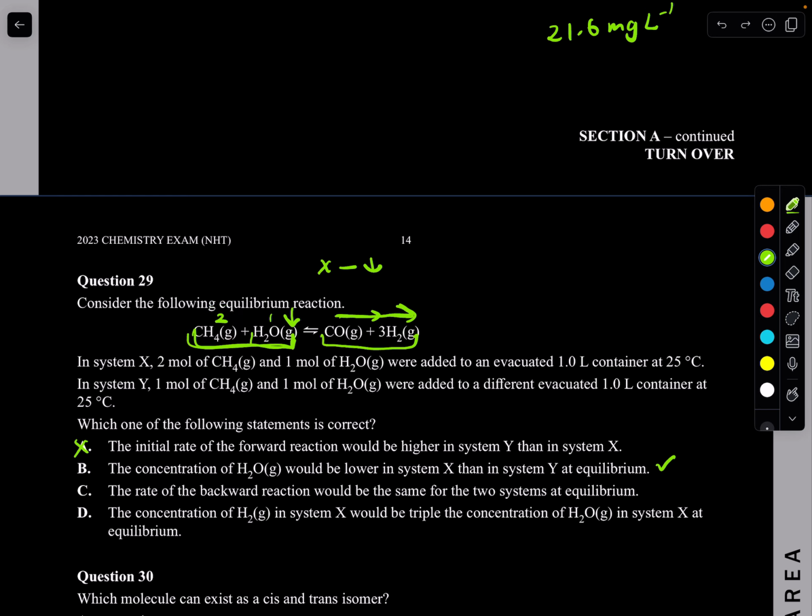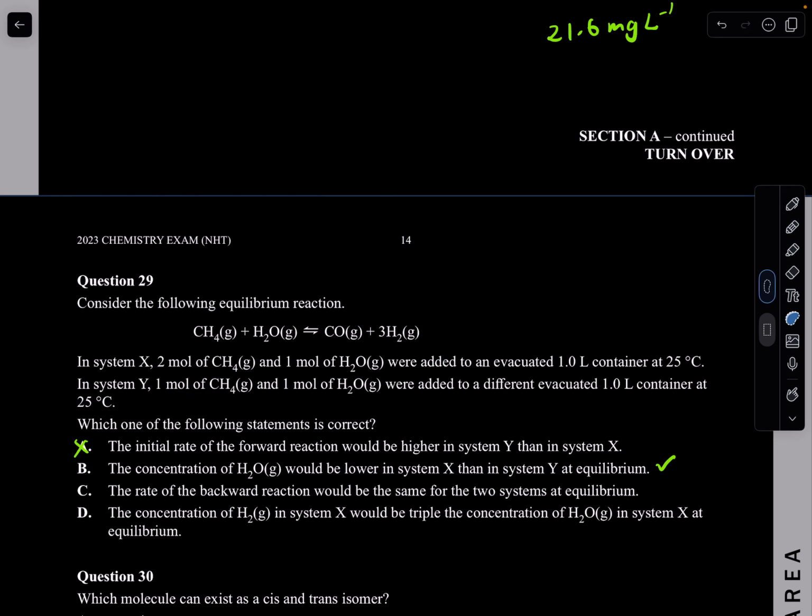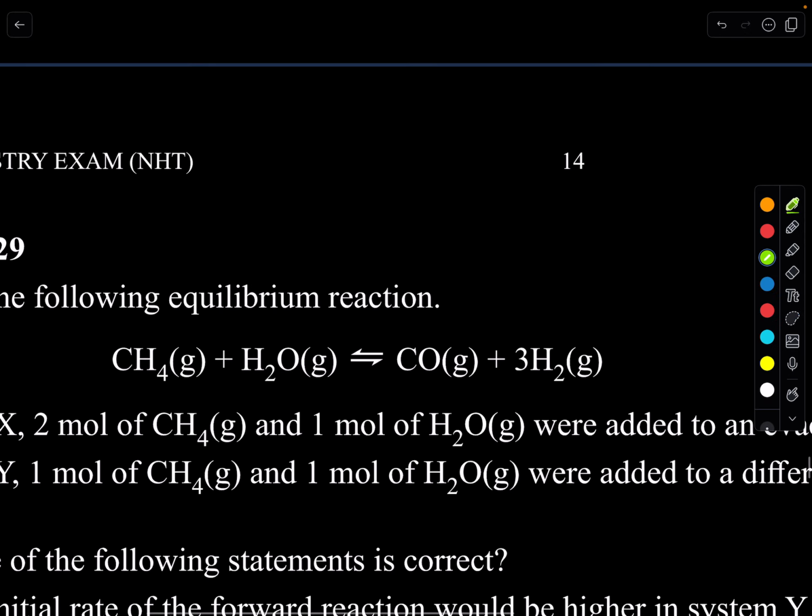Let's have a try at C. The rate of the backwards reaction would be the same for the 2 systems at equilibrium. Let's have a look at that. Let's say Y. While the reaction is going to the right, you're forming these here. But because it's a reversible reaction, when you're forming this, you're also going to have a backwards reaction. Okay, that makes sense.